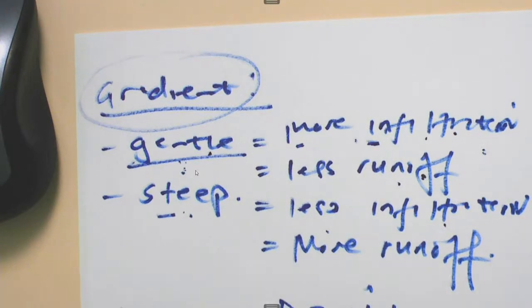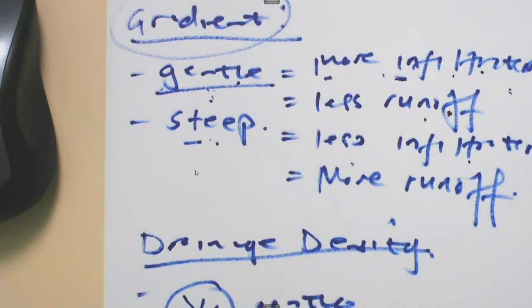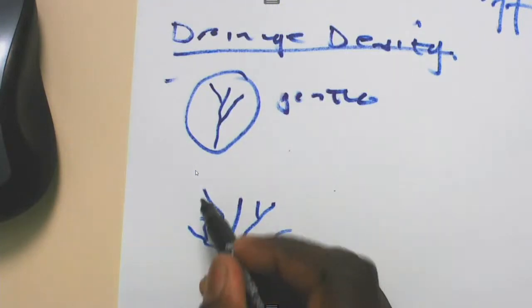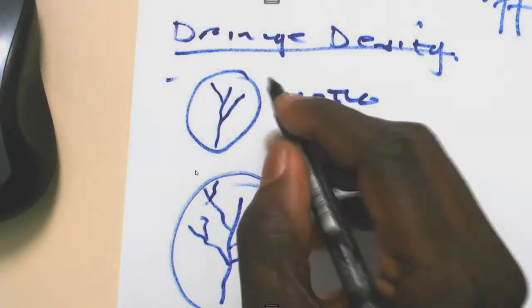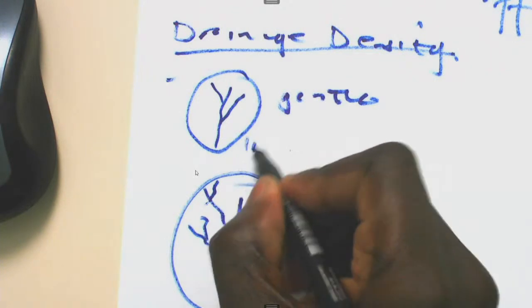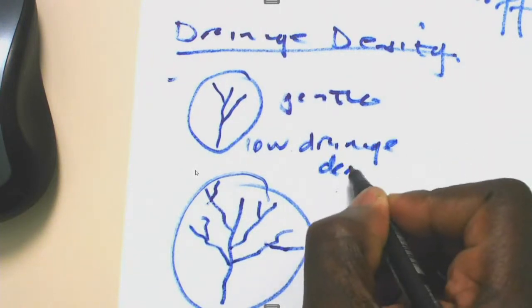And this one is for gentle. And then for the steep one, there will be more surface runoff. So in terms of this one, we'll be having more streams. That means we're having high drainage density, and over here we'll be having low drainage density.